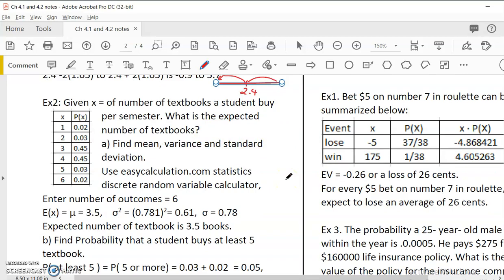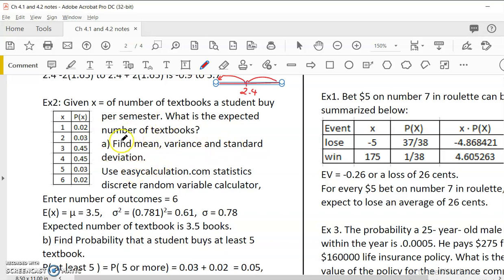Question number 2: you have a PDF here given, X and P of X. X is the number of textbooks a student buys per semester. So how many textbooks do you buy? What is the expected number of textbooks, that is, on average what does a student buy? So you find the mean, variance, and standard deviation.